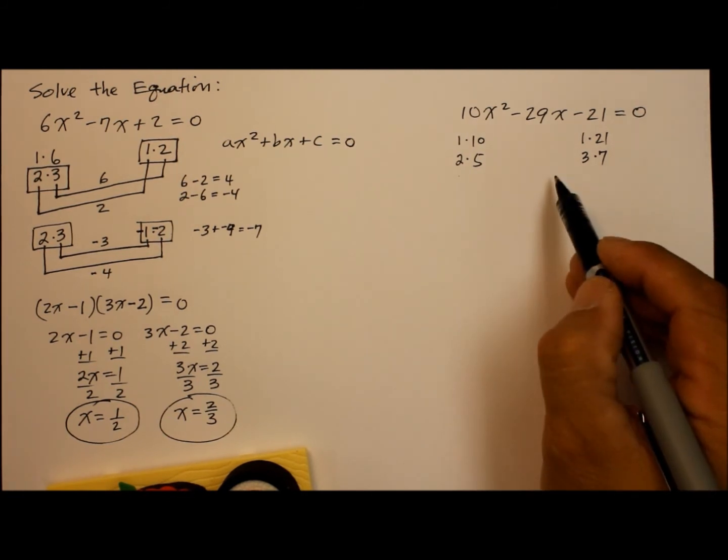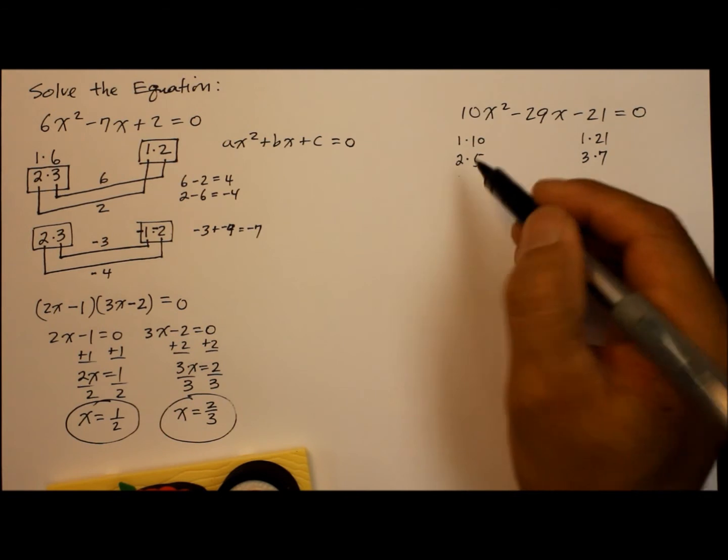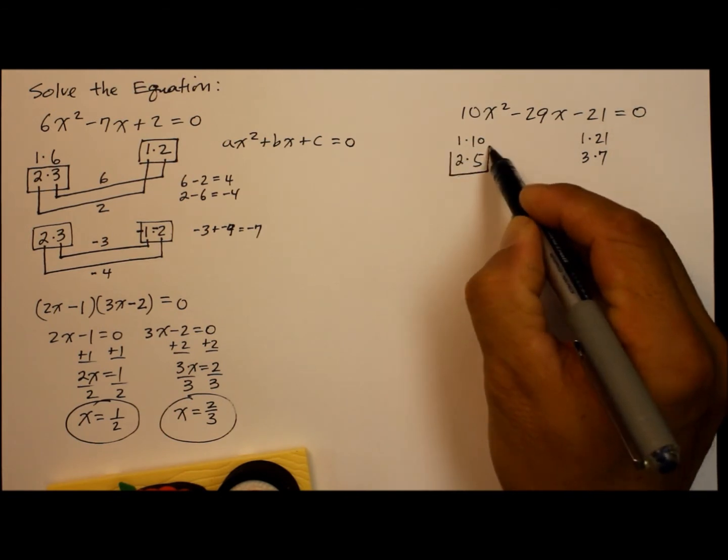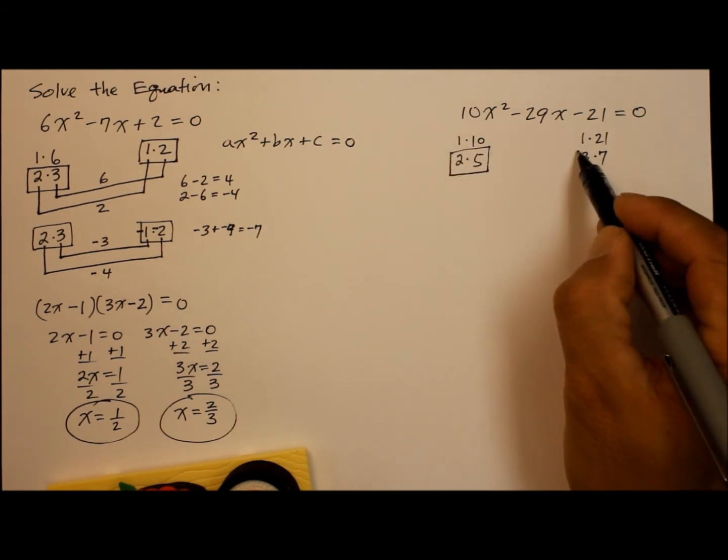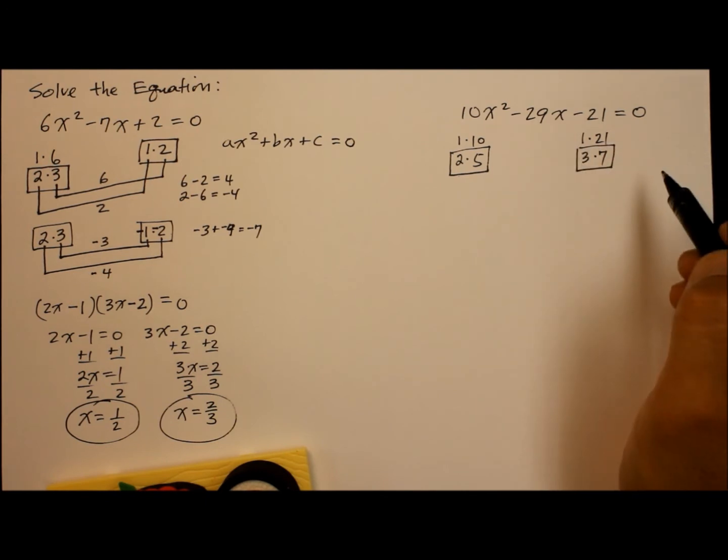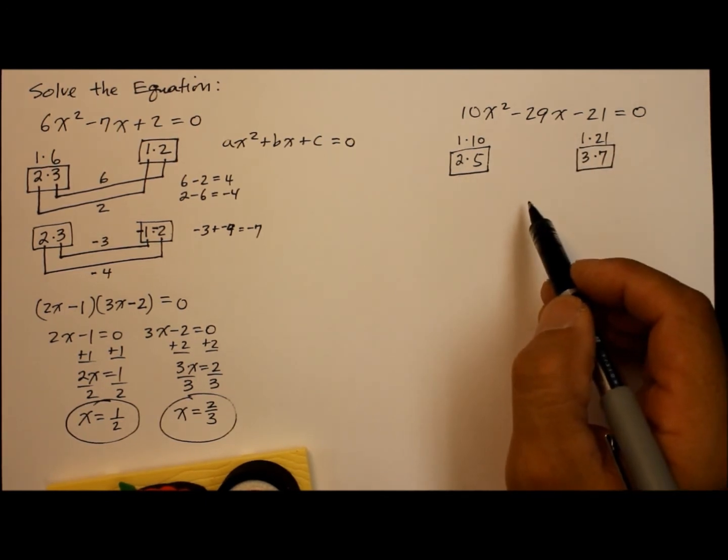Now, what does your gut feeling say? Did you say 2 and 5? That's what I would say. And did you say 3 and 7? Yeah, that's what I would say. So now, which one do you multiply?